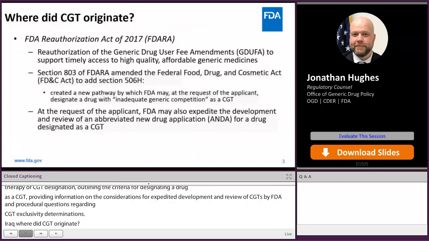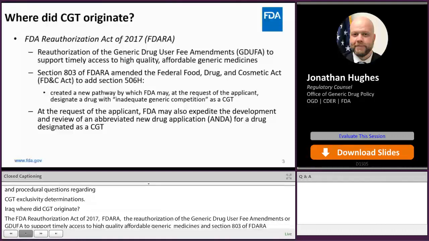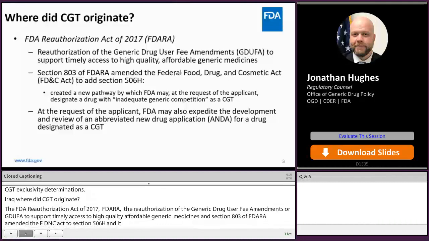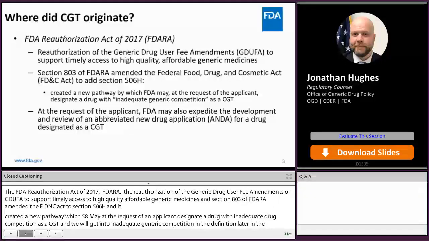Section 803 of FDARA amended the FD&C Act to add Section 506H, and this section created a new pathway by which FDA may, at the request of an applicant, designate a drug with inadequate generic competition as a CGT. And of course, we'll get into inadequate generic competition and its definition later in the presentation. At the request of the applicant, FDA may also expedite the development and review of an ANDA for a drug designated as a CGT.